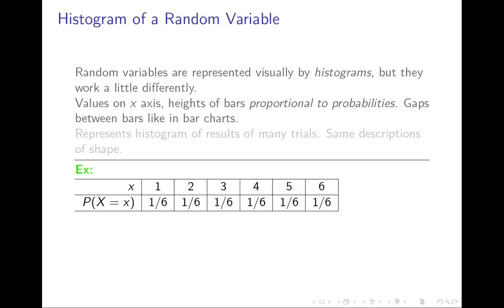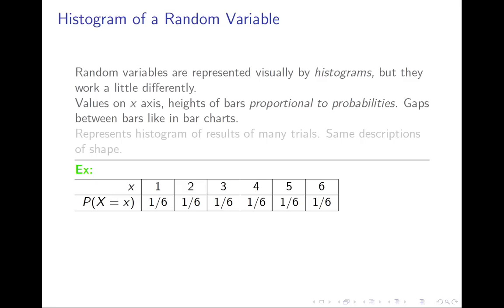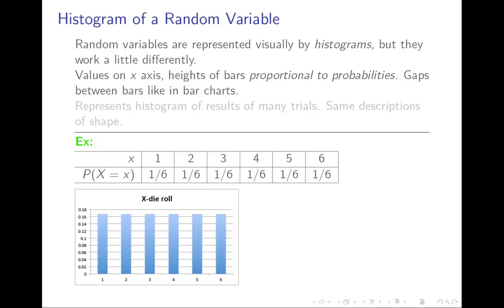But once again, the bar above 0 is at height 0.27, and so forth. Finally, I left the dullest for last. When you roll a die, the probabilities are all 1/6, so your histogram has 6 bars of the same height. This is what we called a uniform distribution. Classic example of a uniform distribution from rolling a die.